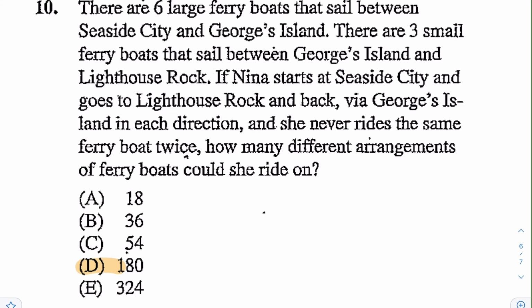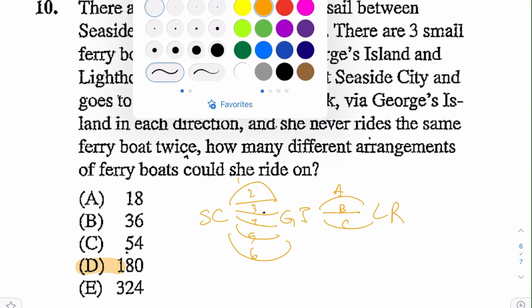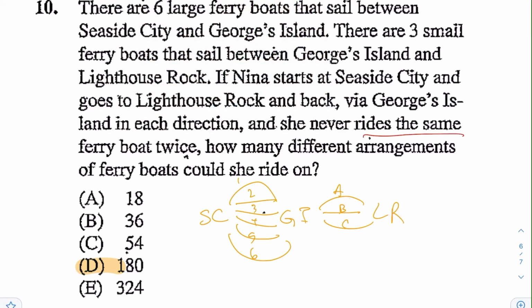All right, so here you want to draw a diagram. So you have Seaside City to George's Island. There are 6 different routes. So 1, 2, 3, 4, 5, 6. Now from George's Island to Lighthouse Rock, there are 3 boats. So let's call them A, B, and C. So she goes from Seaside to Lighthouse and back, and she never goes on the same boat twice. That will actually give you some restrictions.